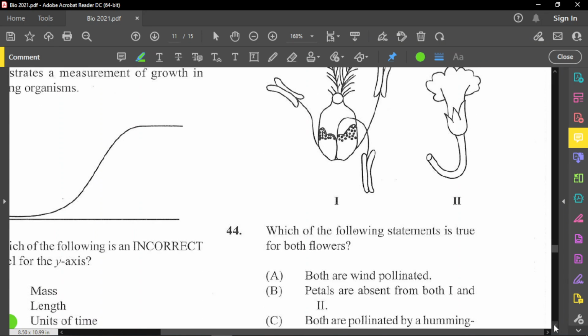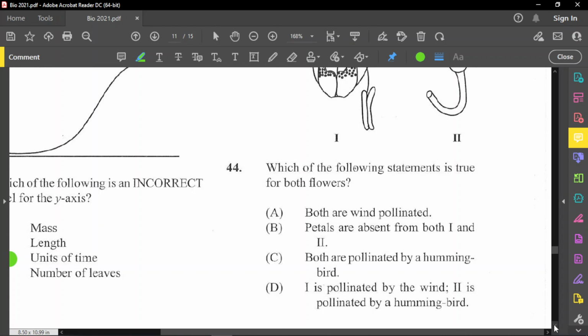Which of the following statements is true for both plants? A: both are wind pollinated. Not true for the first plant, because the anther is on the outside, yes, and the stigma is feathery, yeah, that may be wind pollinated. B: the petals are absent on plants 1 and 2, which is not true.